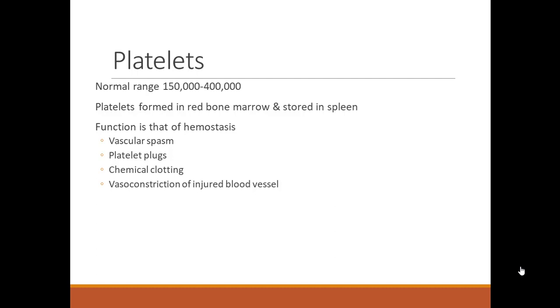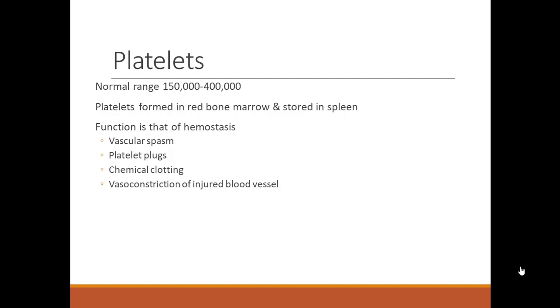Platelets, normal ranges of platelets are 150 to 400,000. It's a very large range because the body can function in between that range, and there's so many things that can throw it off. Generally, we don't see disease till about 70,000 or lower. Platelets are formed in the red bone marrow and stored in the spleen.